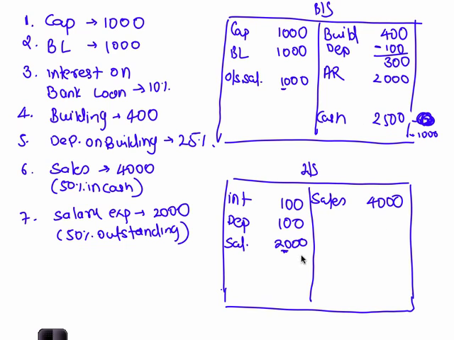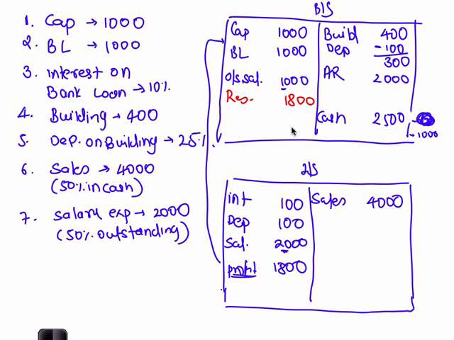Then the finalization process where you find out profit. How much should be the profit? 1800. And this profit we will transfer to reserves, or I'm writing that here, reserves 1800. And then the balance sheet total 4800. This is also 4800. And then we will say that the balance sheet has tallied.